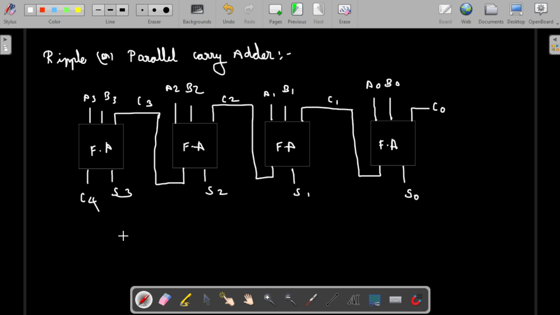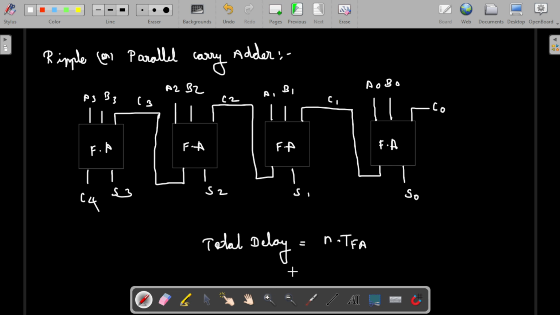The total number of full adders required: we usually require 4 full adders in order to get a 4-bit adder. Now, how much delay will come? This is one of the important terms. The total delay will be equal to n times the propagation delay of each full adder. So how many bits are we using? That many full adder delays it will take.